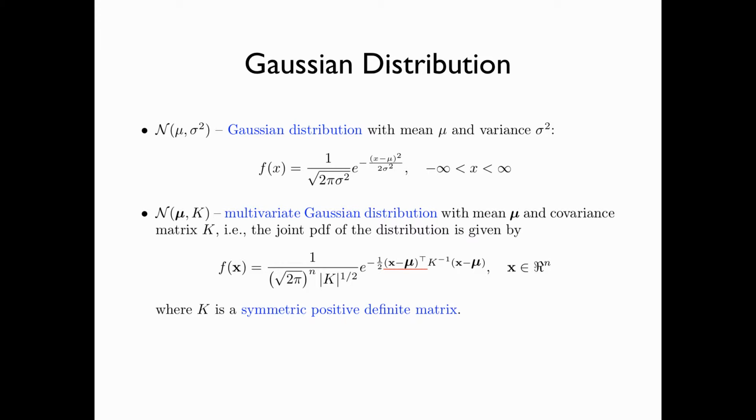Note that (x minus mu) transpose is a 1 by n vector, K inverse is an n by n matrix, and x minus mu is an n by 1 vector. And so the product of these three matrices is a scalar.